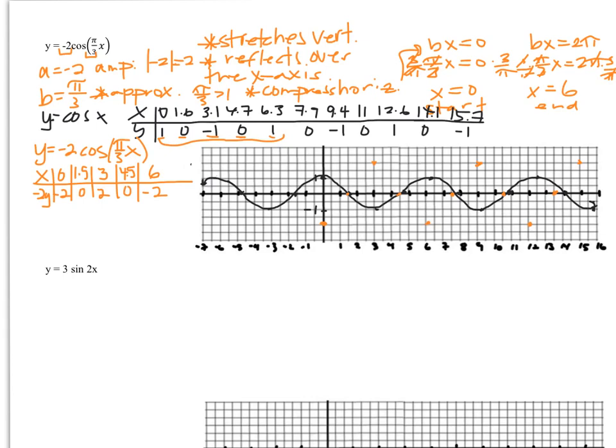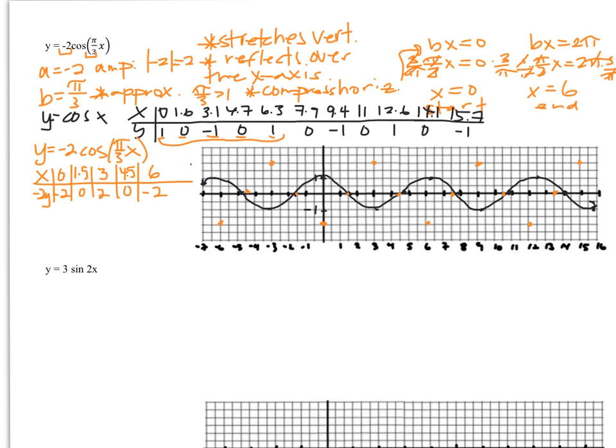So if I go back to 0 and I go 1.5 to the left, I'm at 0. If I go to negative 3, I'm up to 2. 1.5 more, negative 4.5, back to 0. 1.5 more, negative 6, I'm down to negative 2. So those dots look like they're pretty consistent in this pattern.